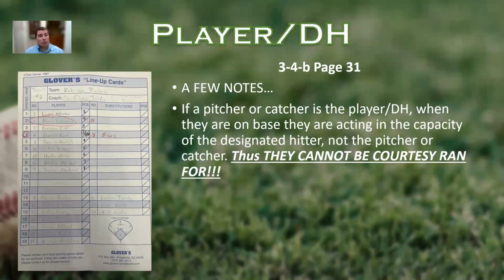So, for example, when Gant comes up to bat for his first at bat, let's say he knocks a double and the coach wants to try to courtesy run for him, stop. But he's the pitcher. No, he's not. He is the designated hitter. And the coach will understand then. If he doesn't, then smile and tell him again. He's the designated hitter. You placed him as the designated hitter. Same thing with the catcher. If the catcher is the player DH, when he's on the bases running, he is running as the designated hitter, not as the pitcher or the catcher.